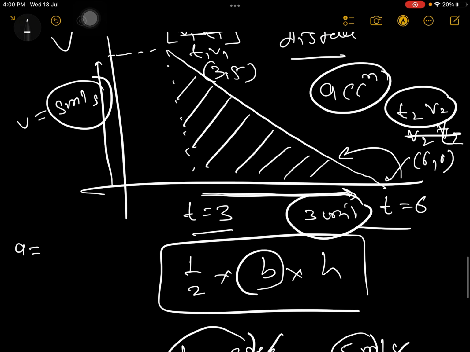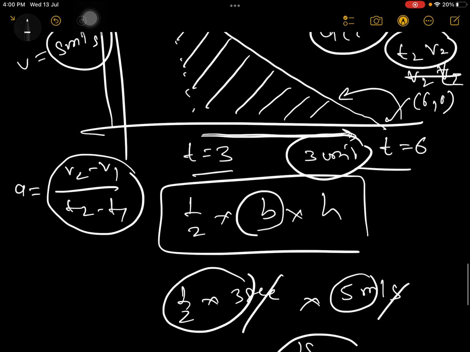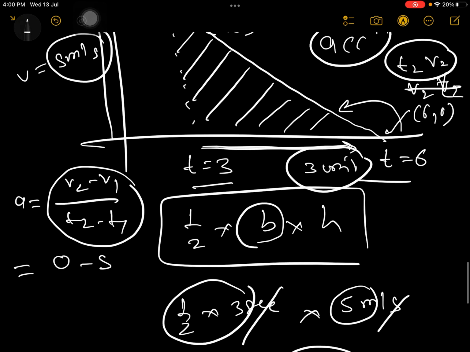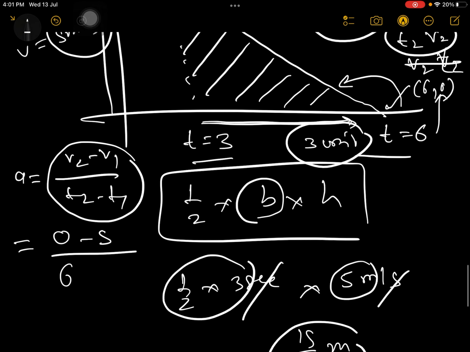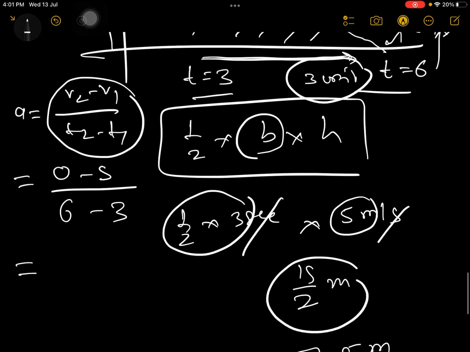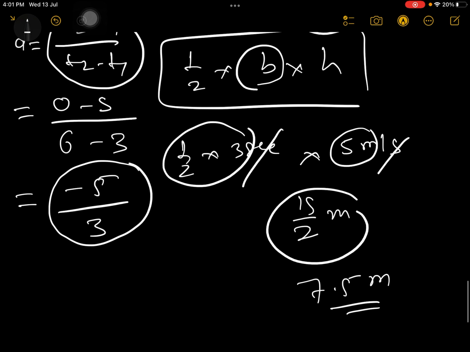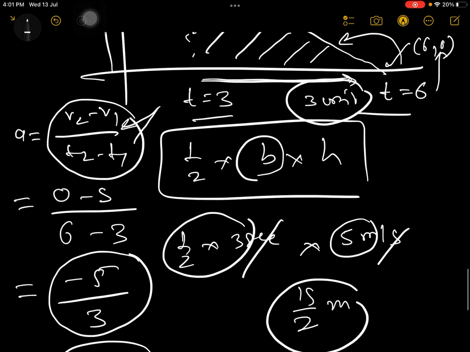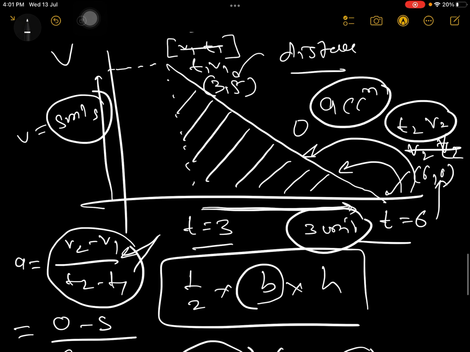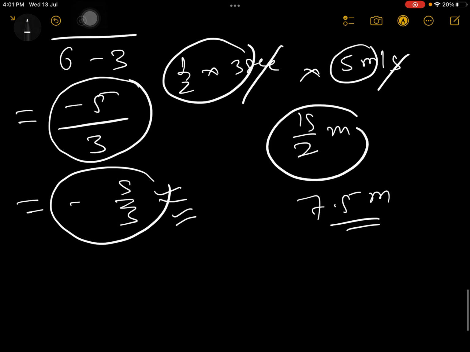So to find out acceleration, sorry, retardation, you write v2 minus v1 by t2 minus t1. This concept we have already seen in previous classes. So here v2 is 0, v1 is 5, t2 is 6, and t1 is 3. So we get minus 5 by plus 3, so it is coming minus 5 by 3. This will be your retardation. So this is one way to calculate using this concept. Another way is, if this angle is known, then you can also calculate using tan theta. That will also give you the same answer.